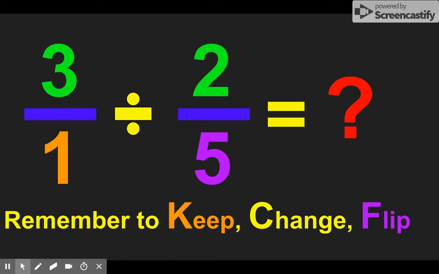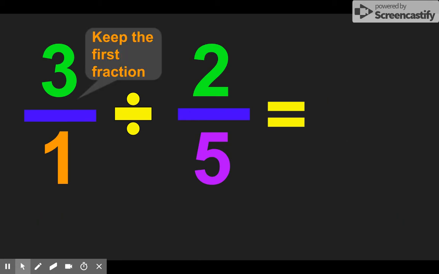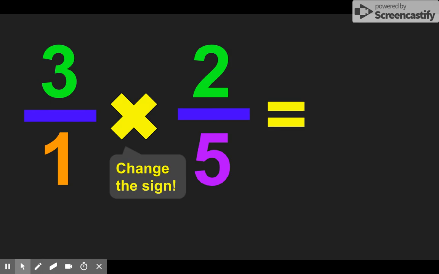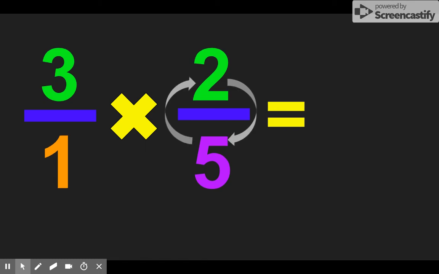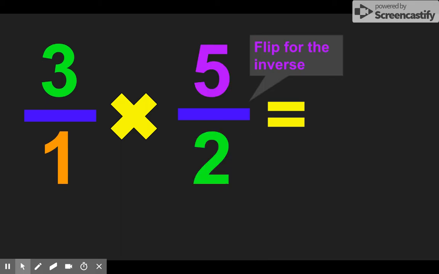Let's try it. So first thing I'm going to do, I'm going to keep the first fraction, 3 over 1. That's not going anywhere. Then I'm going to change my operation to multiplication. And then I'm going to flip. I'm going to get the inverse of my second. So when I multiply by the inverse, it's the same as dividing. In this case, we're going to put 5 over 2. And we flip for the inverse.